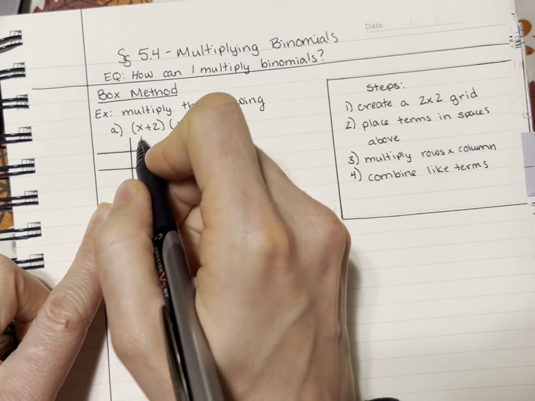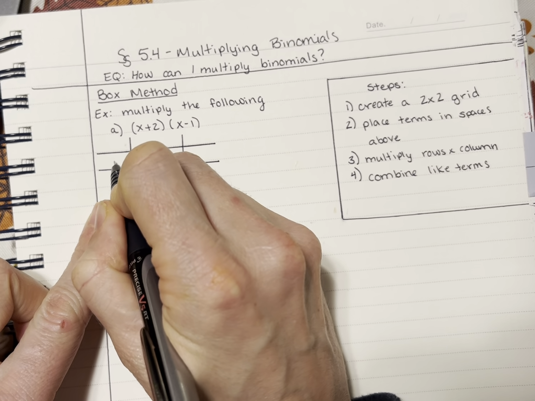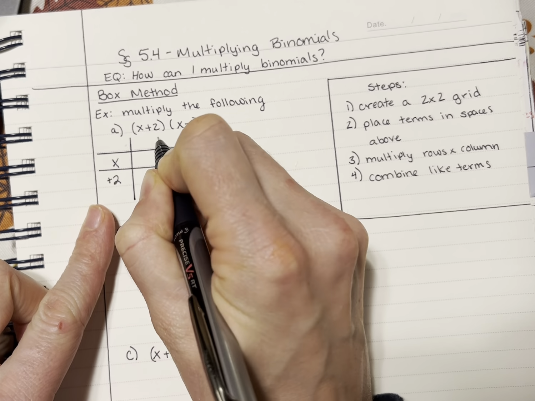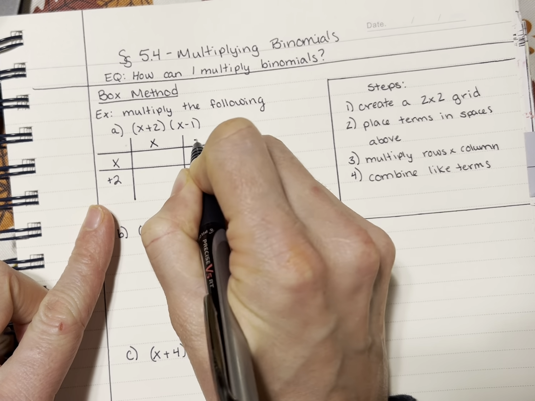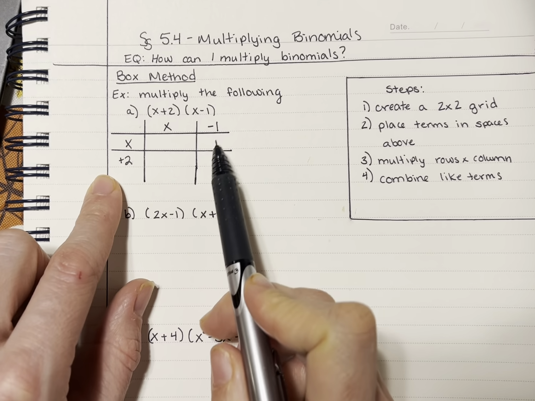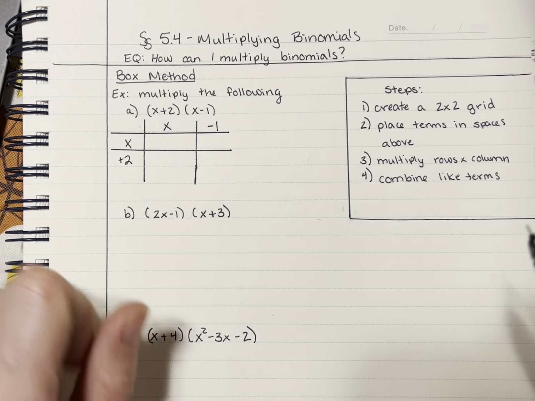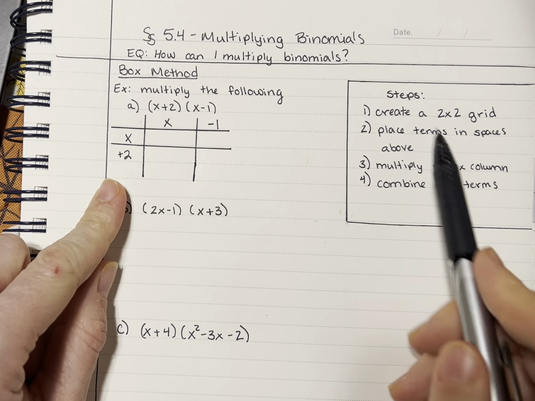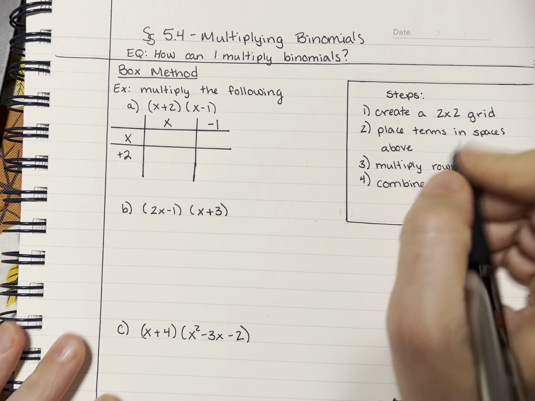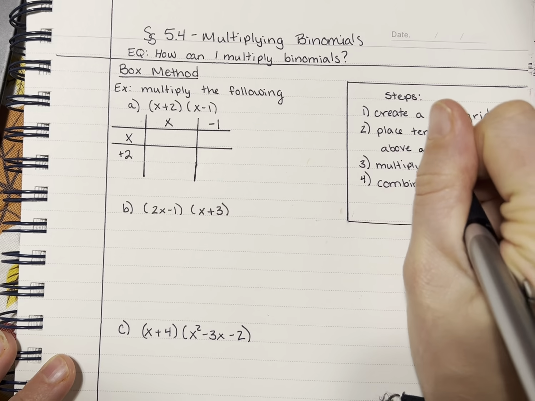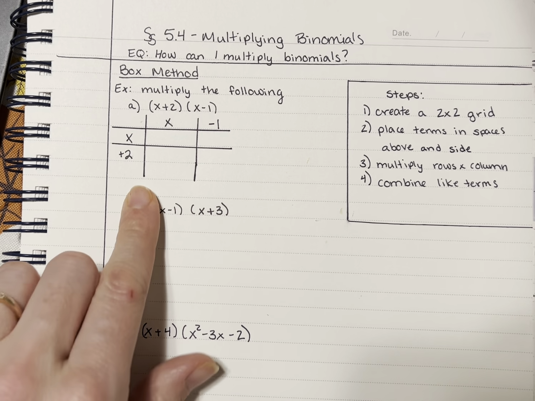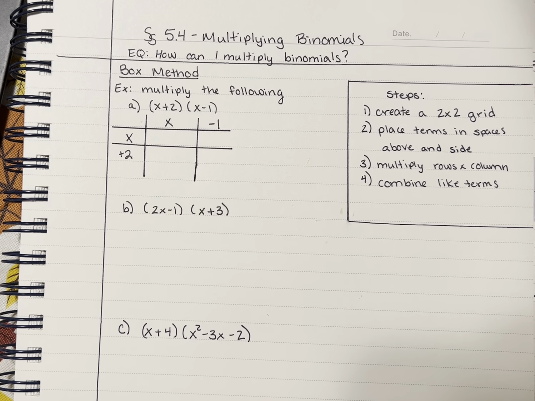So up here, just like we do with our algebra tiles, we're going to do x and 2. And then up here, we're going to do x and negative 1. Okay? So just like our algebra tiles, we have the rectangle, the ones, and that's kind of a square at once. So that was step 2, place the terms in the spaces above. Right, so in the first column and first row.